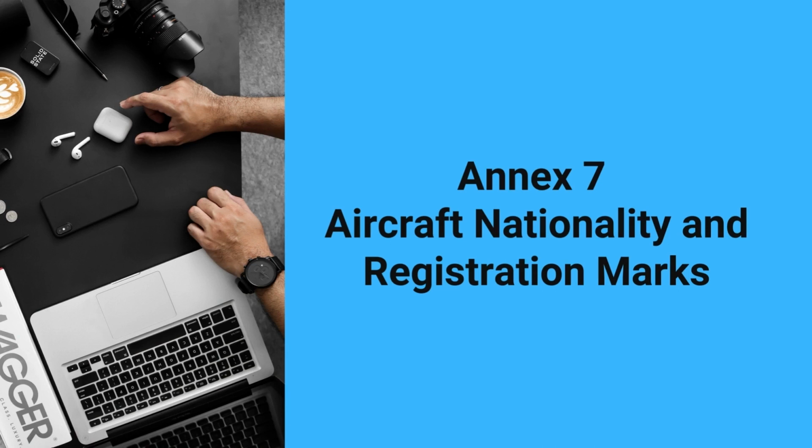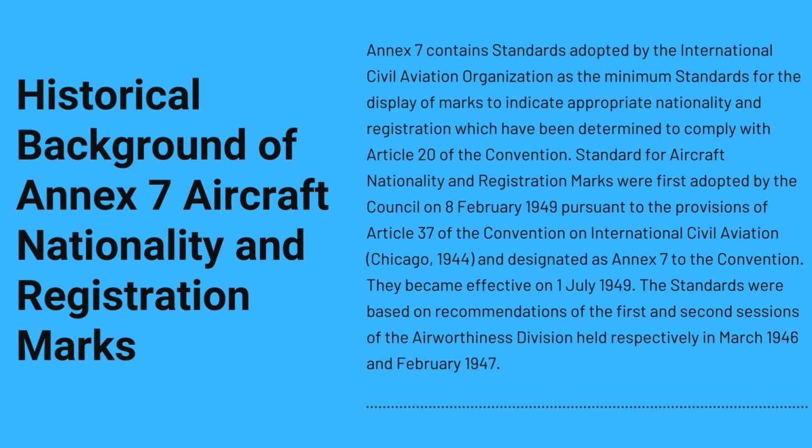Now, Annex 7, Aircraft Nationality and Registration Marks. Historical background of this annex: Annex 7 contains standards adopted by the International Civil Aviation Organization as the minimum standards for the display of marks to indicate appropriate nationality and registration, which have been determined to comply with Article 20 of the Convention. Standards for aircraft nationality and registration marks were first adopted by the Council on 8 February 1949, pursuant to the provisions of Article 37 of the Convention on International Civil Aviation, and designated as Annex 7 to the Convention.